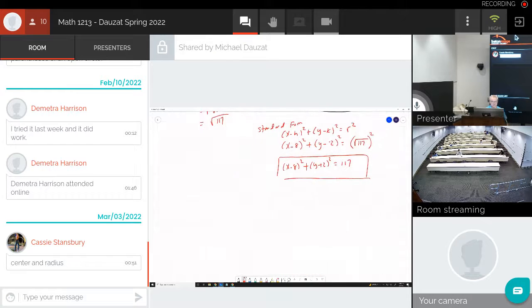All right, number 3. All right, find the equation of a circle in standard form whose center is -4, 5 and has diameter square root.